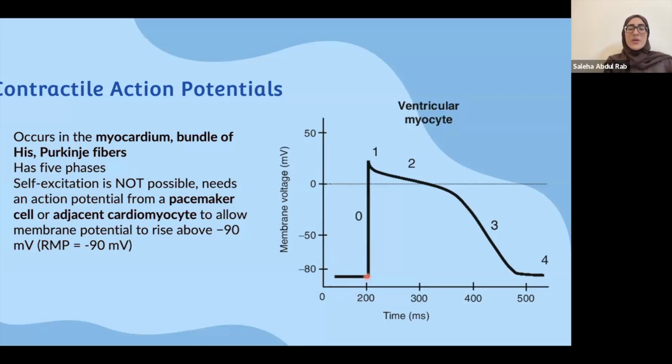This is -90, where the resting membrane potential is. Whenever there's an impulse from the conduction pathway, this then causes these cells to contract. This causes a new action potential in these cells. Okay. Also, quick reminder, this is a correction. Ignore bundle of His and Purkinje fibers. It only occurs in the myocardium. Okay.